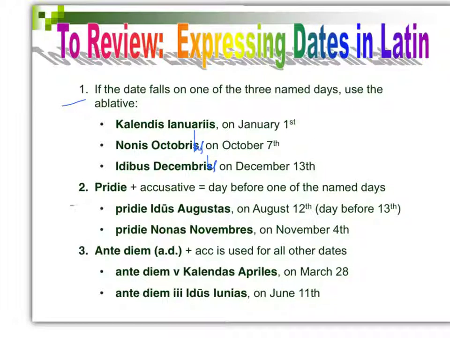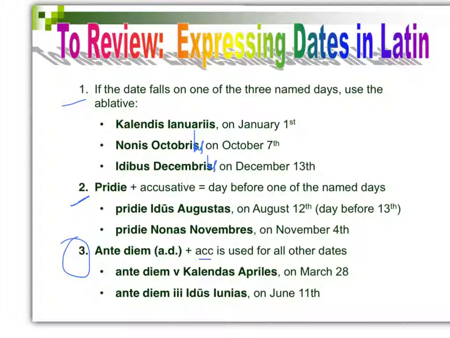Number 2, pridie is followed by the accusative, and that means the day before one of the 3 specially named days. So pridie Idus Augustas would be on August 12th, or the day before the Ides of August, the 13th. Pridie Nonas Novembres would be November 4th, again the day before the nones of November. And then for most days, you're going to use ante diem, abbreviated AD, plus the accusative again.